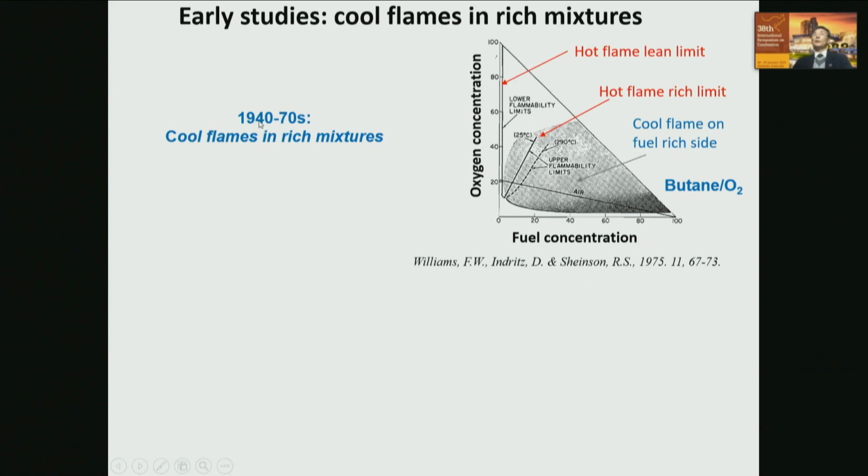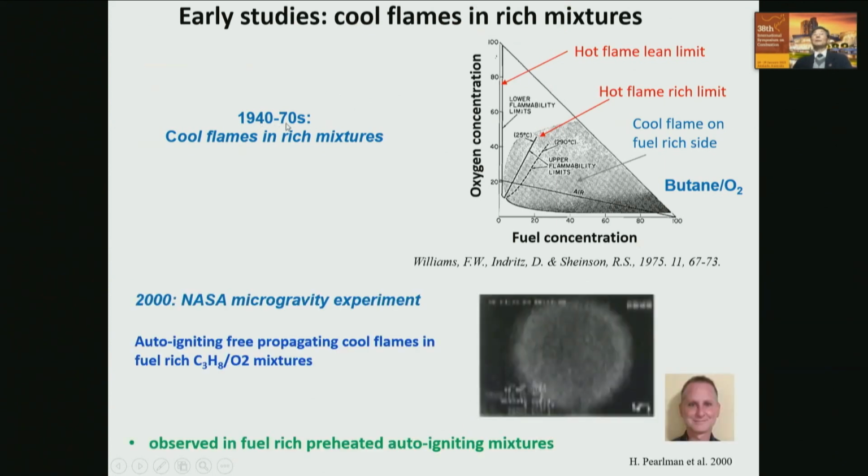Therefore, from the 1940s to 70s, the research has been focused on the cool flame in rich mixtures, as summarized in Williams' paper. If you plot the oxygen concentration as a function of fuel concentration, this is the lean burn limit of hot flames, and this is the rich burn limit of hot flames. You can see the cool flames exist near the rich limit and no cool flame is observed on the lean side.